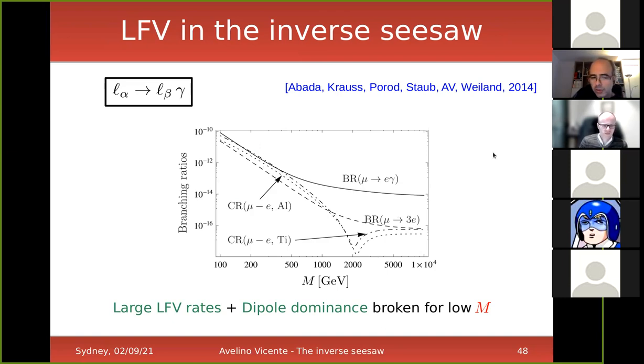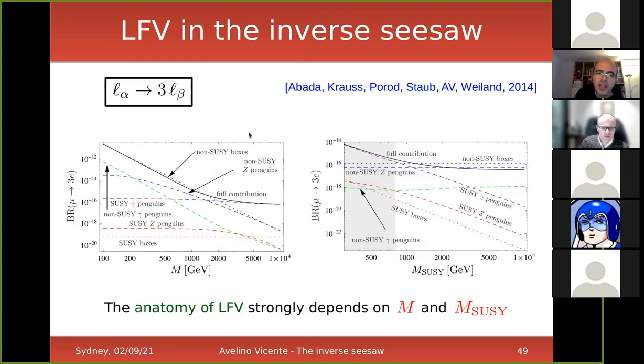So this is just to show you that you can get large lepton violating rates, and also that this dipole dominance that actually takes place here can be broken at low energies, not low, but 100 GeV. And this is very interesting because you can see all the observables together. You don't need to observe only one, as in many cases.